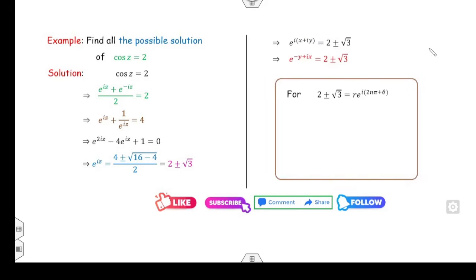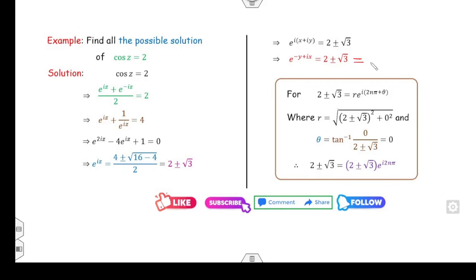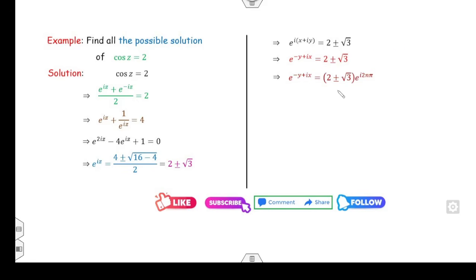Fine. So I can write it in the polar form: this value is 2 plus minus root 3 e raised to power iota 2n pi, because 2 pi is the period. Fine. I can open this bracket. E raised to power minus y is separate, e raised to power iota x is separate. Now you can equate the coefficients. What is the real part? This is the coefficient of the exponential. E raised to power minus y is 2 plus minus root 3. And if you compare the second part, x becomes 2n pi. Fine. And you can find the value of y. Minus y becomes log of 2 plus minus root 3.